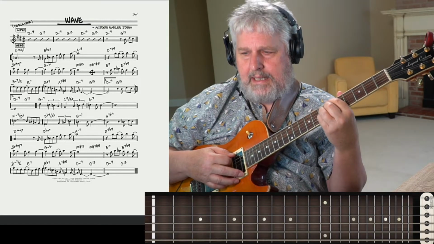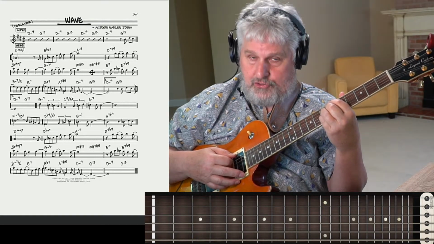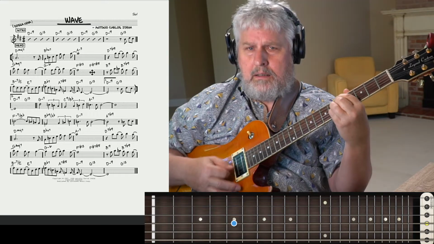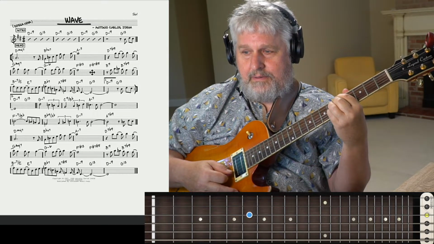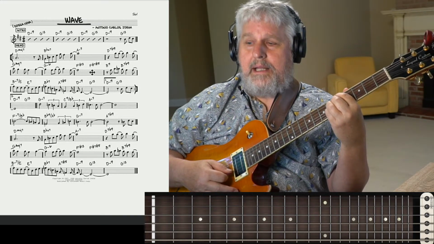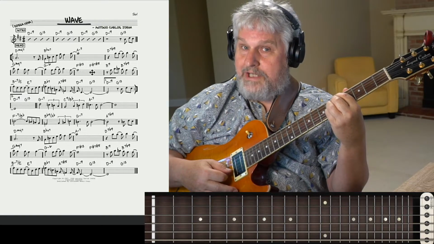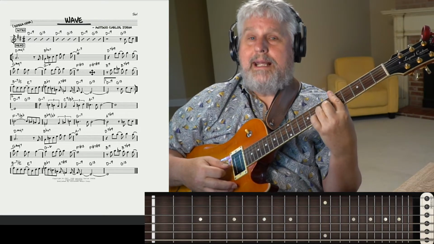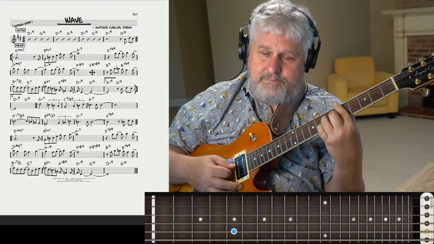And then the B flat 7 leading to the A7, right? Which sets up, and you think you're going to go to D major at this point, but he again plays with the parallel minor.